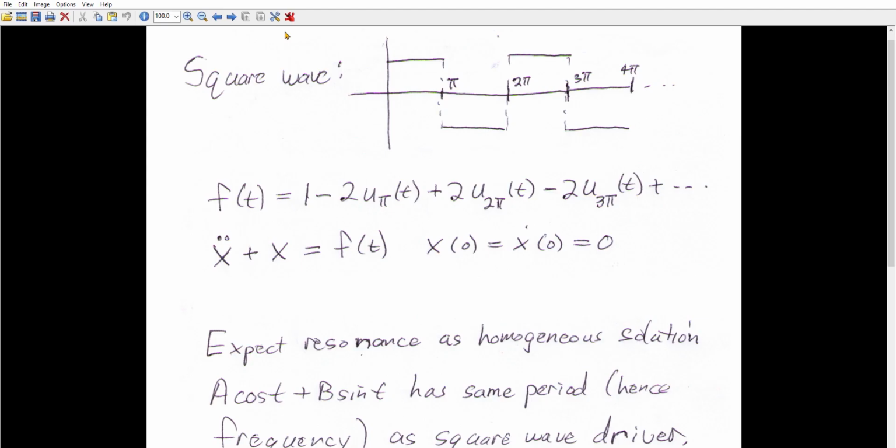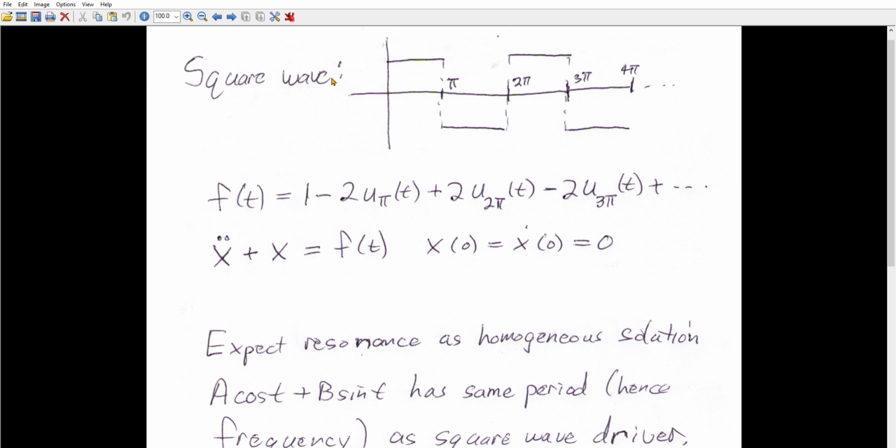This time, let's drive an oscillator with a square wave. I can see this particular square wave has period 2 pi. Between 0 and pi, it's 1. Between pi and 2 pi, it's minus 1, and then it repeats that behavior forever.